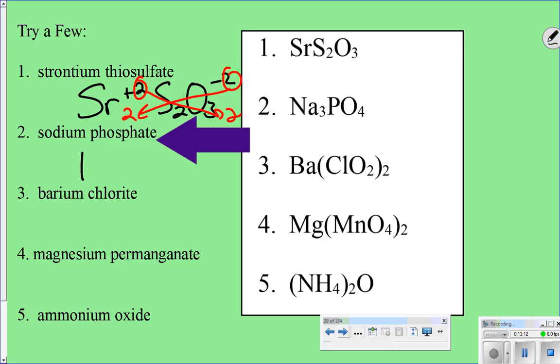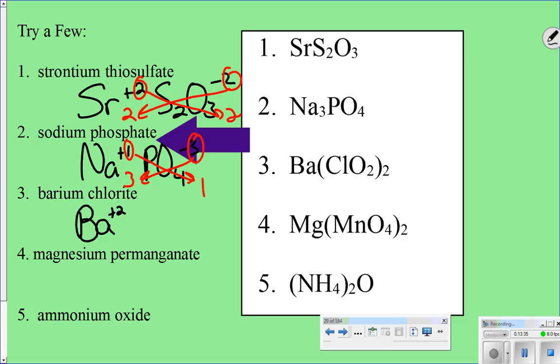Sodium phosphate is Na+1, PO4 -3. Pulling down our 1, going down our 3. No need for parentheses here because we're only using one of the phosphate group. Barium chlorite, read that nice and carefully. So barium's charge is +2. The chlorite ion is ClO2 -1. We're going to pull this 2 down here. Since we're pulling something other than a 1 down, we are going to use parentheses.